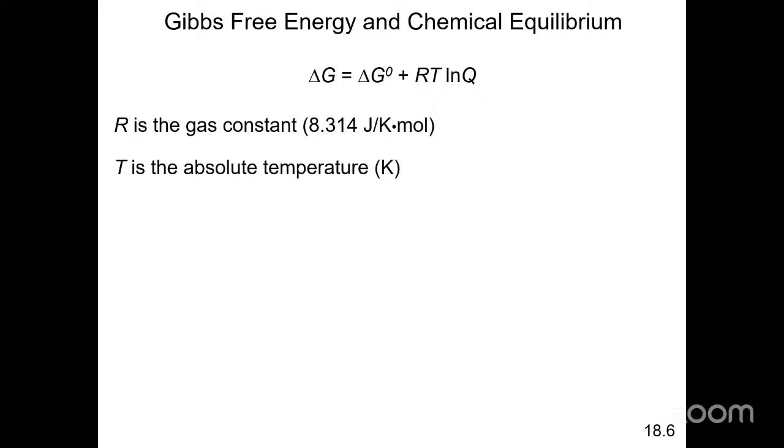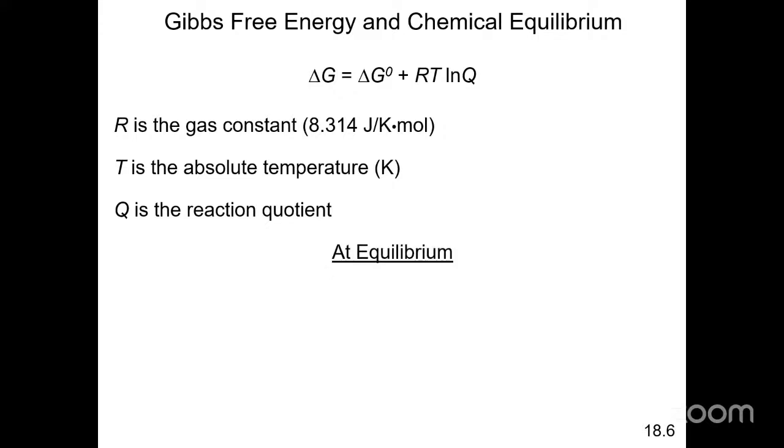So this is the relationship right here. Delta G, which is a free energy, is equal to the standard free energy plus RT ln Q, all right? And again, R is 8.31 joules per mole Kelvin, which is another way of stating the molar gas constant. T is the temperature in Kelvin, of course. And Q, as I said before, is the reaction quotient, all right?